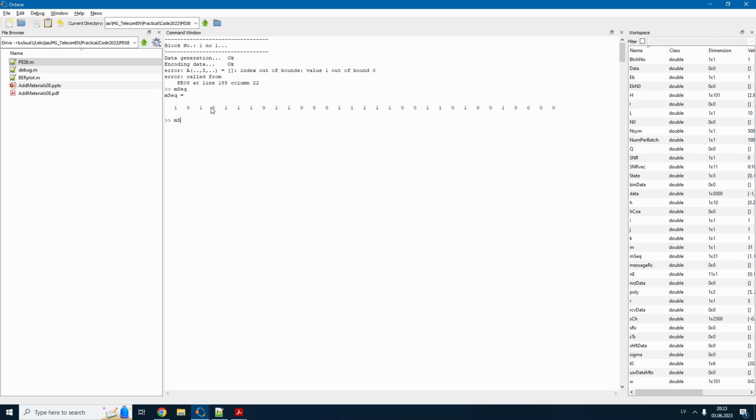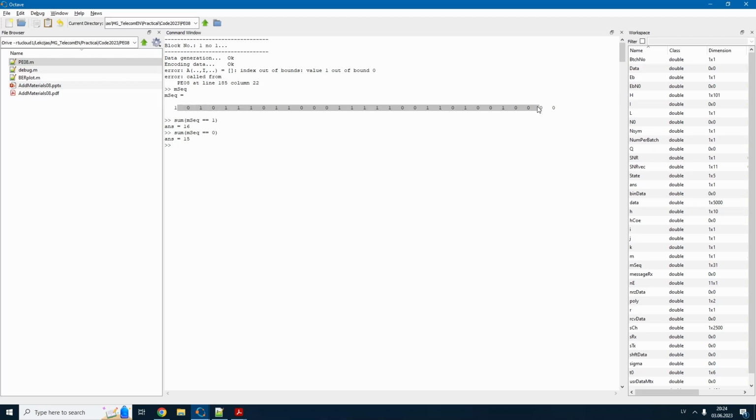So basically, I believe it was ones, but I'm not sure. Let's check it out. How many ones do we have? We have 16 ones and we have 15 zeros. I believe it is so, yes. That is the property of an M sequence. Any M sequence is going to have one extra one, not one extra zero.